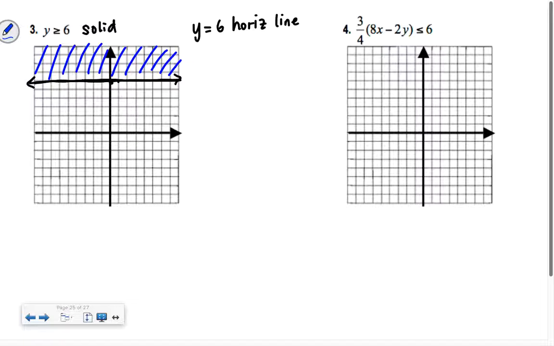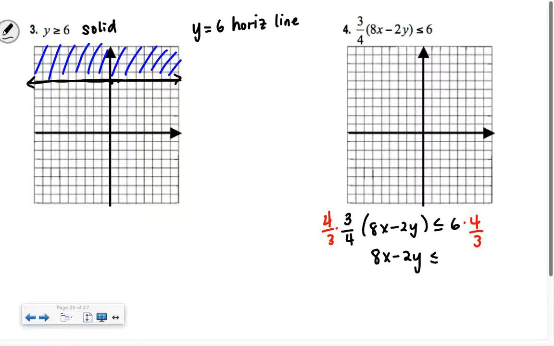All right, if you have something like number 4, you can solve for y if you want to. Or you can at least get rid of that 3/4. If I'm going to get rid of the 3/4, what do I multiply by on both sides? Yeah, 4/3, the reciprocal, right? So I'm going to multiply by 4 over 3. This doesn't flip my inequality sign because I didn't multiply by a negative. But if I did multiply by a negative, I'd have to flip it, right? Red flag rule. So I'm going to get 8x minus 2y is less than or equal to 24 over 3, which is 8.